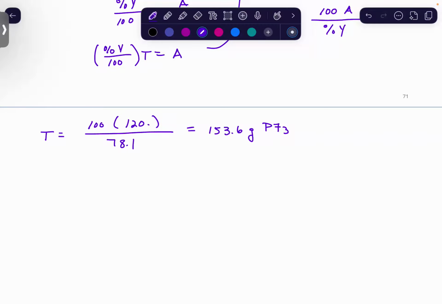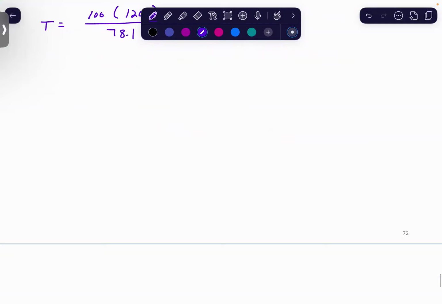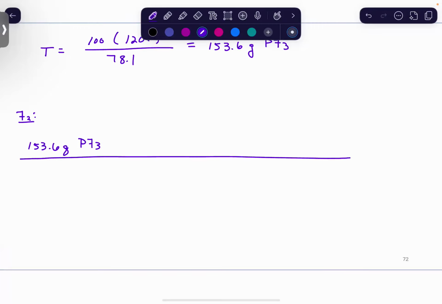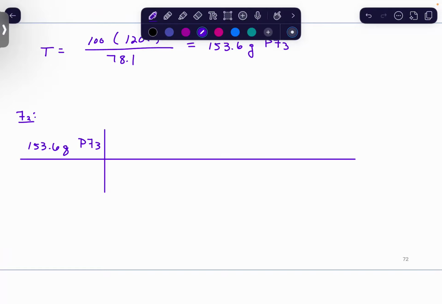If I just start with the 120 grams and I calculate fluorine from there, and that's all I put in the reaction, I'm only going to get 78.1% of that 120. I'm not actually going to get the 120. So I need to calculate it from 100% yield. All right, so this means I'm going to do my 153.6 grams of phosphorus trifluoride that I just calculated. And so then I want moles. So 87.97 grams per mole of phosphorus trifluoride. Gram cancels.